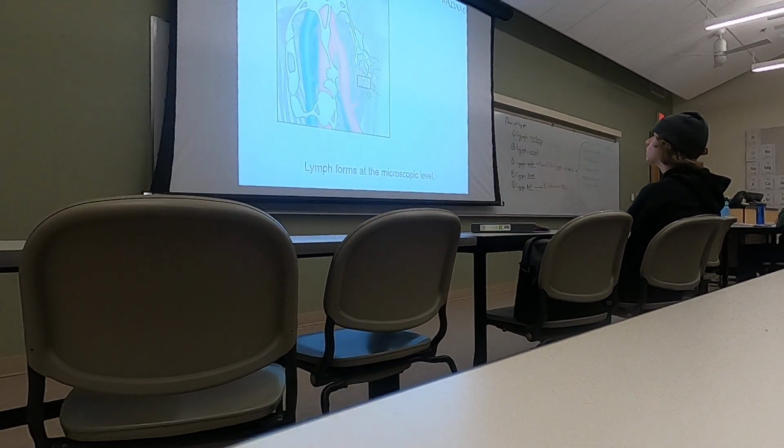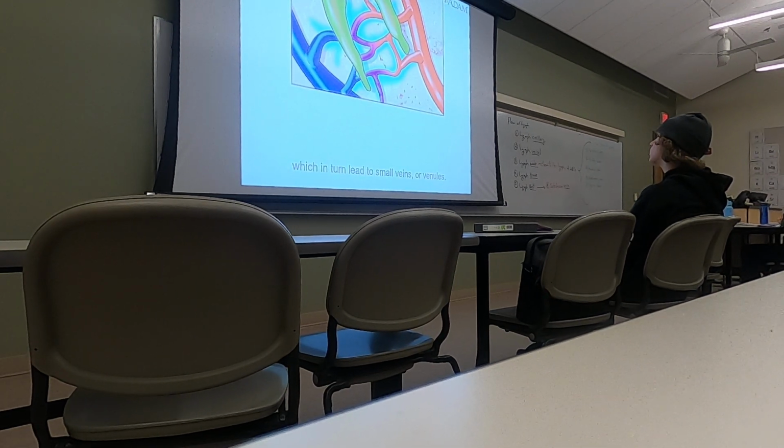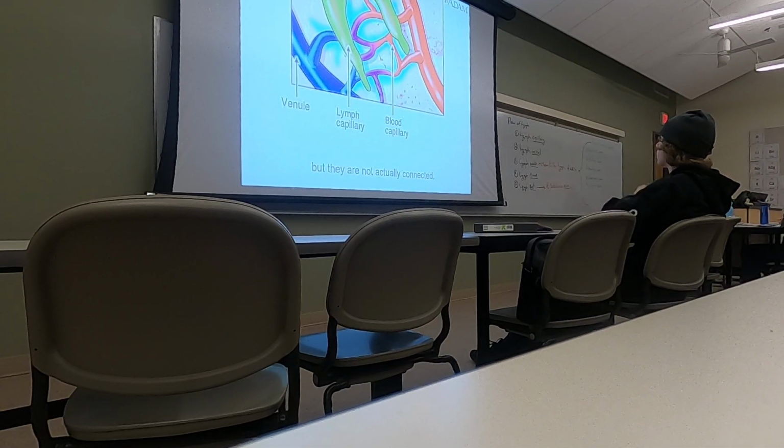Lymph forms at the microscopic level. Small arteries, or arterioles, lead to capillaries, which in turn lead to small veins, or venules. Lymph capillaries lie close to the blood capillaries, but they are not actually connected. The arterioles deliver blood to the capillaries from the heart.